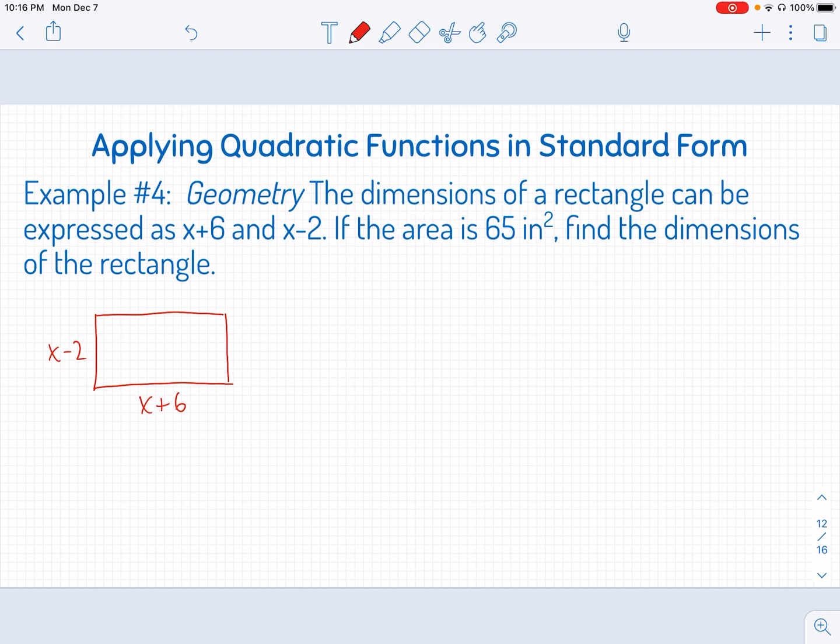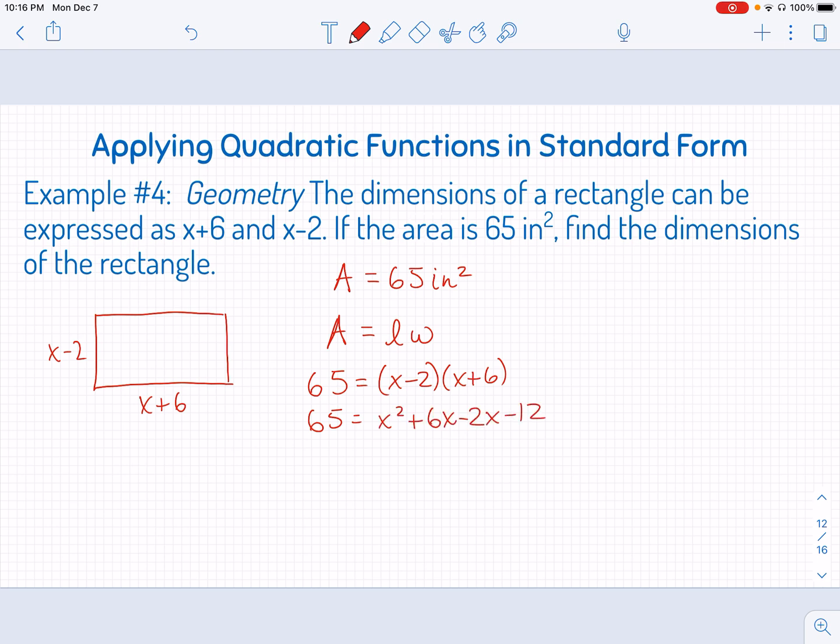And now we're going to take those two pieces and put them together with what we're given. So we know in this problem the area is 65 inches squared. And we know generally speaking the area of a rectangle is length times width. So we're going to replace area with 65. And we're going to say our length and width are x minus 2 and x plus 6. So then I'm going to double distribute these out and move everything to one side.